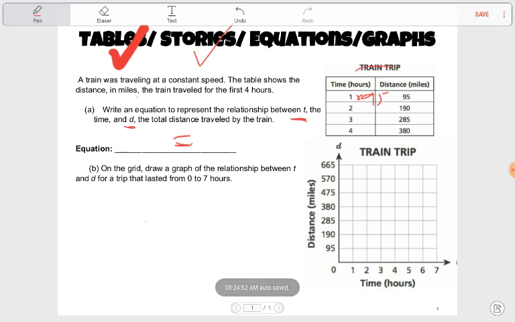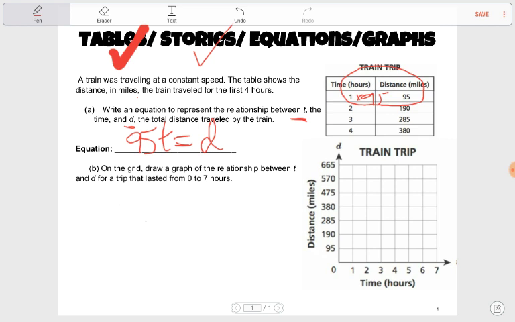Here my unit rate is up here at this 1. It's how far we travel in 1 hour. So that unit rate, I'm going to use that 95, and I'm going to multiply that by our time to get our distance in miles.